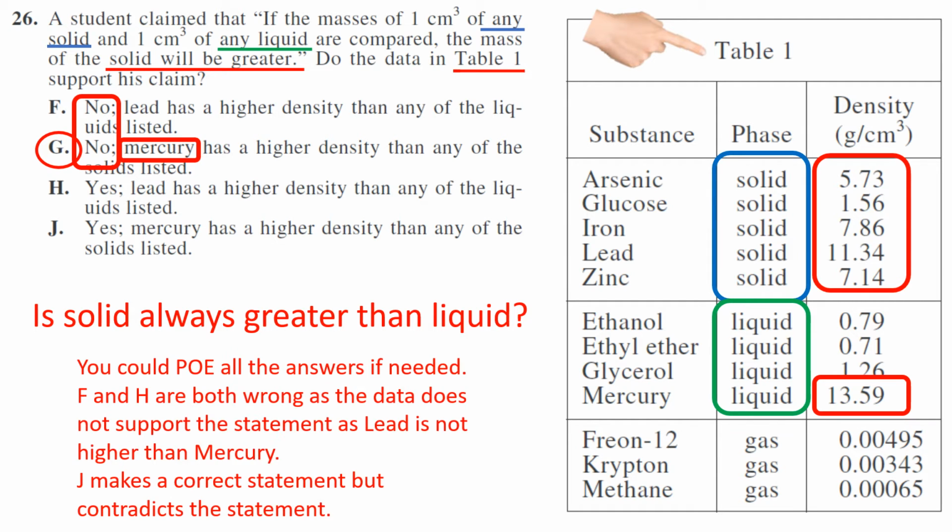On these questions, you can always use process of elimination. F and H are both wrong as the data doesn't support it. It says lead has a higher density than any of the liquids. That's not true. Mercury is higher than lead. And mercury has a higher density than any of the solids. Well, that's true, but that goes against the claim. Contradicts the statement. So using the answers can help you if you get confused a lot of times.